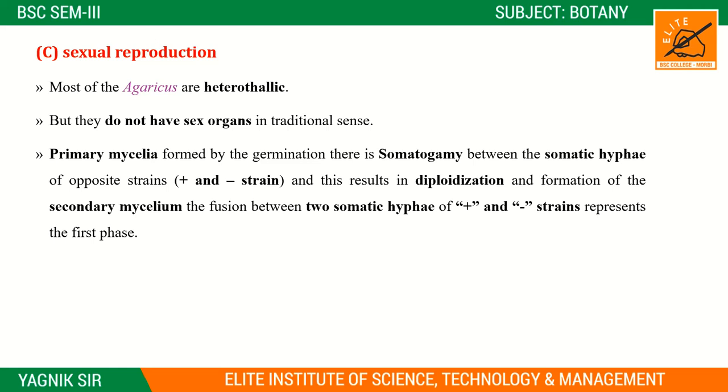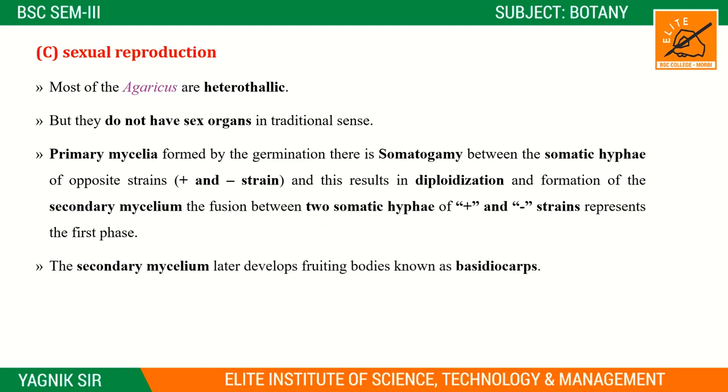And this is completely converted into the secondary mycelium. And then primary mycelium is converted into secondary mycelium. So here, in the secondary mycelium, the fusion between the two somatic hyphae, that means the plus and the minus strands, represents the first phase, right? The secondary mycelium later develops the fruiting bodies, that means the basidiocarps, right?